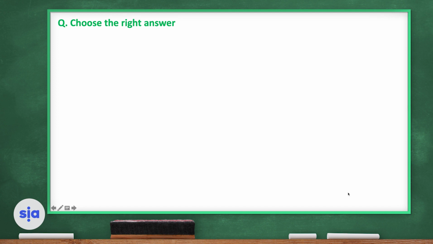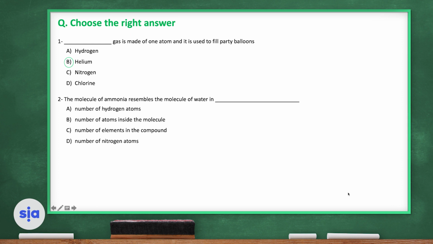Now choose the right answer. Which gas is made of one atom and it is used to fill party balloons? It's helium. The molecule of ammonia resembles the molecule of water in: number of hydrogen atoms, number of atoms inside the molecule, number of elements in the compound, number of nitrogen atoms. Ammonia and water. It's the number of elements in the compound.